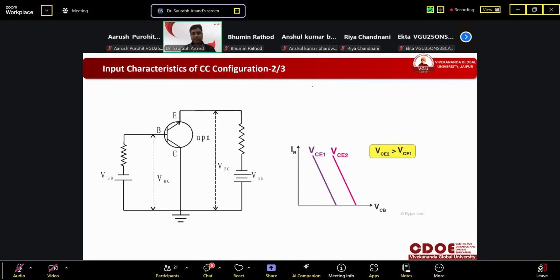Now the characteristics. The input characteristic is between input current, that is IB, and input voltage, that will be VBC, while the output voltage should be constant. The output voltage is VEC or VCE. You can write VCE, you can write VCB, whatever. Because here it is VC, that is why I have written it here. But it should be VEC, right?